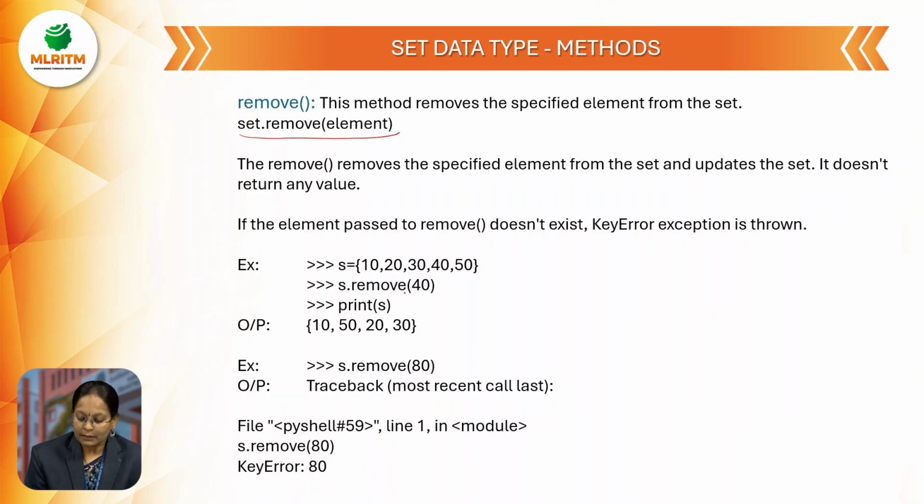For example, here S has 5 values 10, 20, 30, 40, 50, and I am trying to delete the 40 element from the set, and next I am printing S. So here 40 is removed from the set. Suppose I want to remove an element 80 which is not present in the given set. It will give an error, that is, the element is not found in the set. That's why we are not removing the element from the set.